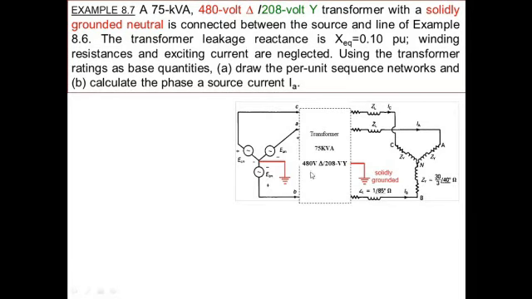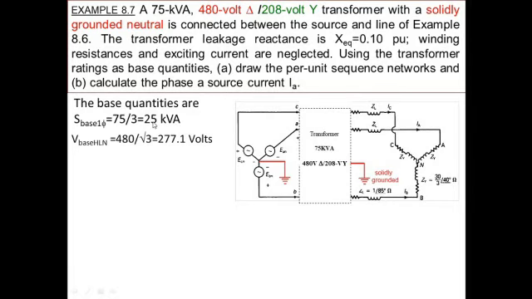Example 8.6 with a 75 kVA transformer with 480 volts on the primary side and 208 volts with Y configuration on the secondary side. And the base quantity, already in the example we have given that use the transformer rating for the base quantity. For the single phase we divided it by 3, and similarly the V base between the higher side and the line to neutral by √3. So the V base is 277.1 volts and the S base for the single phase is 25 kVA.